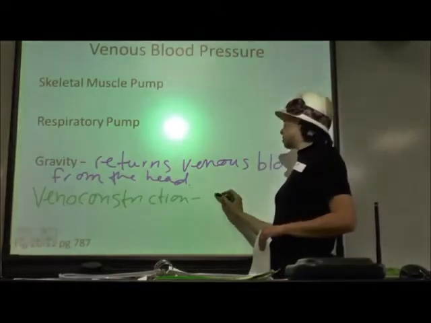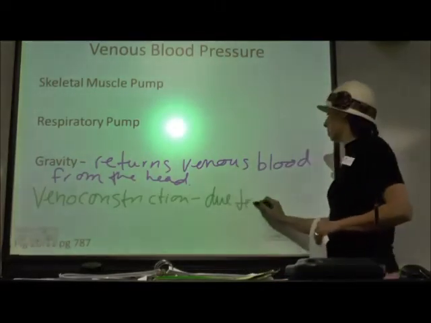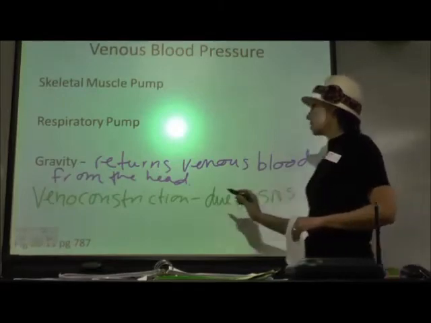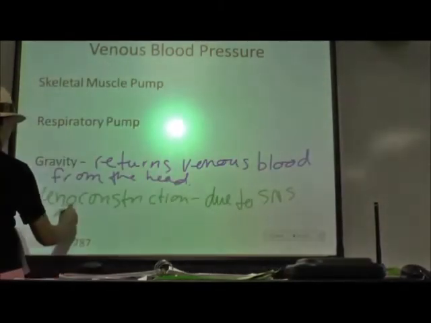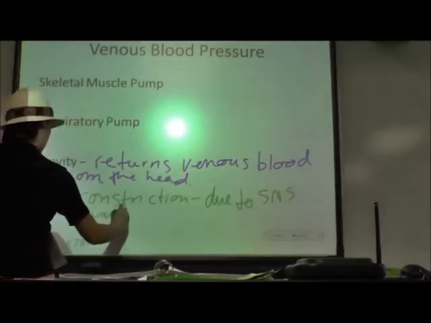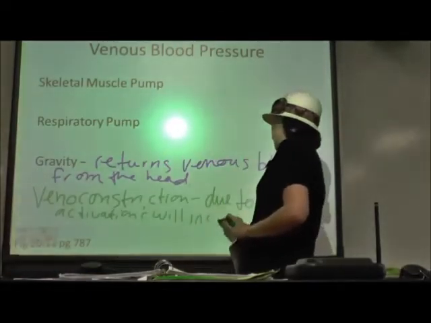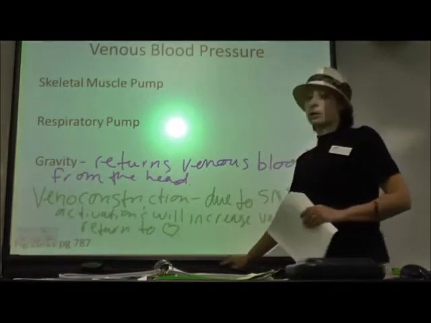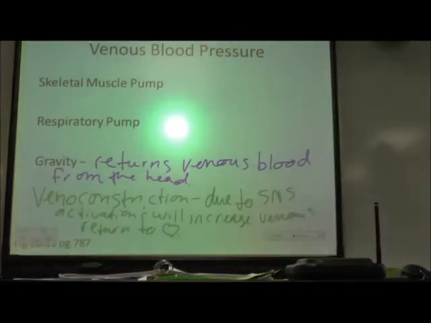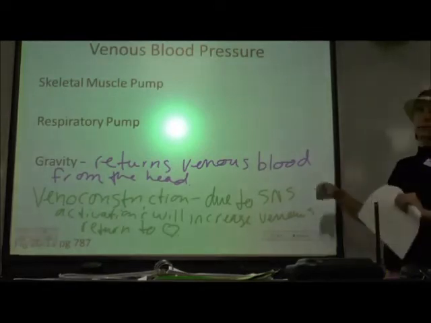So venoconstriction is due to sympathetic nervous system activation, and will increase venous return to the heart. If we increase venous return, then we can increase cardiac output so that we have more blood flow available to get out of this emergency situation.